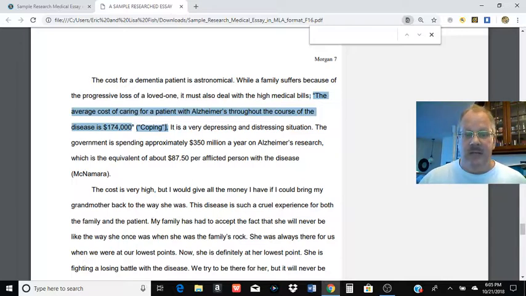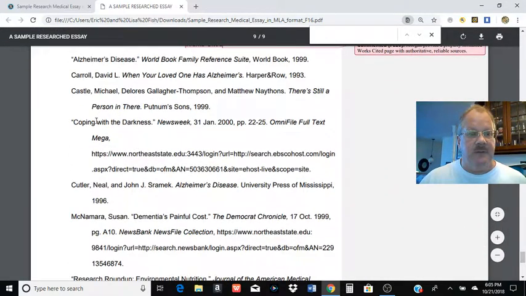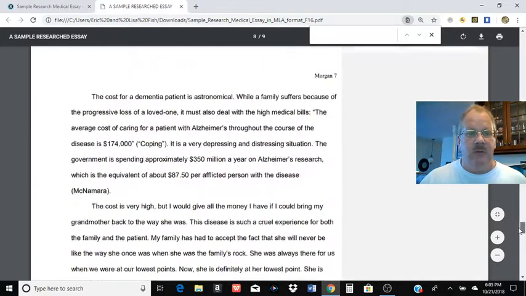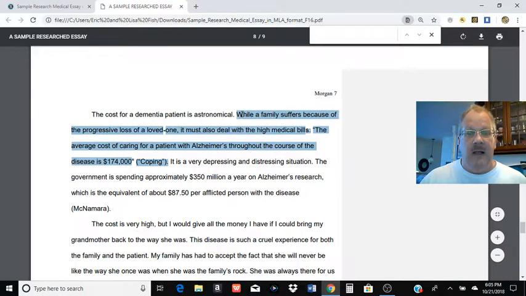And if I go to the Works Cited page, I should be able to see the word coping there in one of the entries. There it is, Coping with the Darkness. So good formatting with the quote, good job introducing it, good job citing it. That's the way it should look. That's what it should look like.